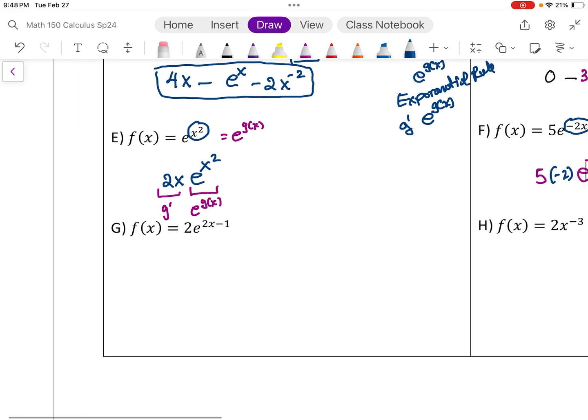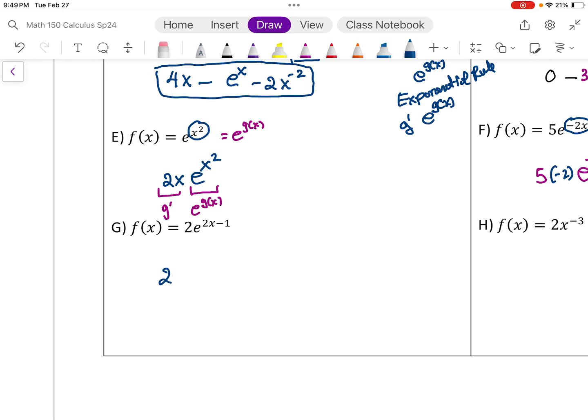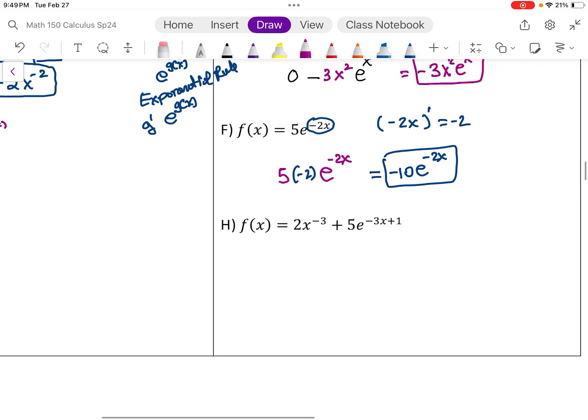Okay, let's look at this one. This is another exponential. So I have the 2. So we copy down exactly as it is. The original problem gets copied down, the 2 and the e to the 2x. And then in this gap here, we multiply by the derivative of 2x minus 1, which is 2. Okay, so we get 4 e to the 2x minus 1.